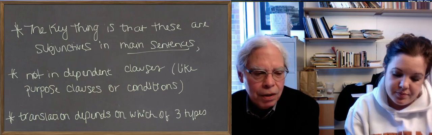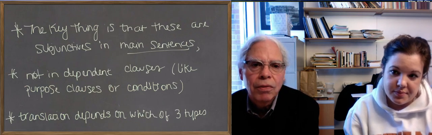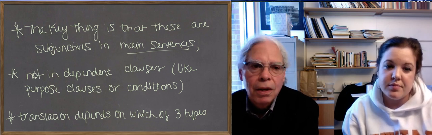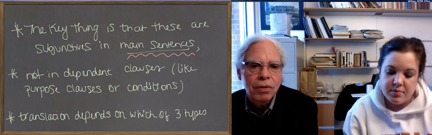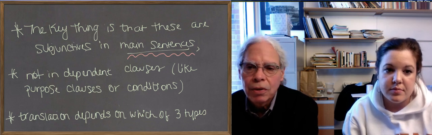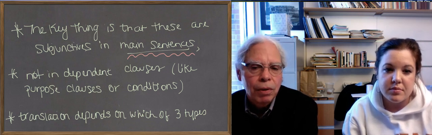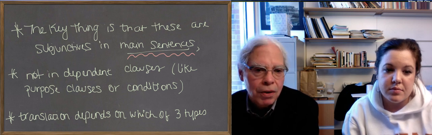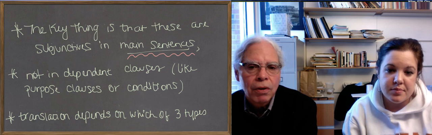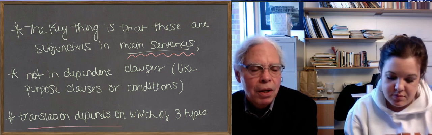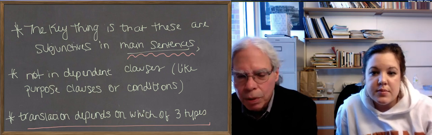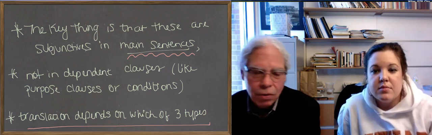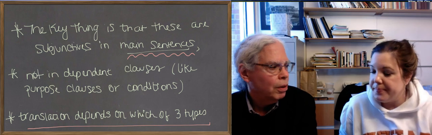These are the key things that make these distinctive. One is that, again, to repeat, the subjunctives are the verbs of main clauses, not of dependent sentences, all right? Like purpose clauses or conditions, which is where we learned to use subjunctives before. And you can't figure out how to translate these subjunctives until you figure out which of the three types it is. So when you see a subjunctive as the main verb of a sentence, you have to ask yourself, is it a prohibition? Is it an exhortation? Or is it a question, a deliberative question?